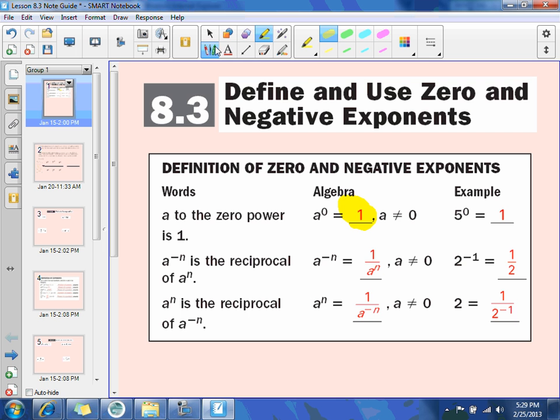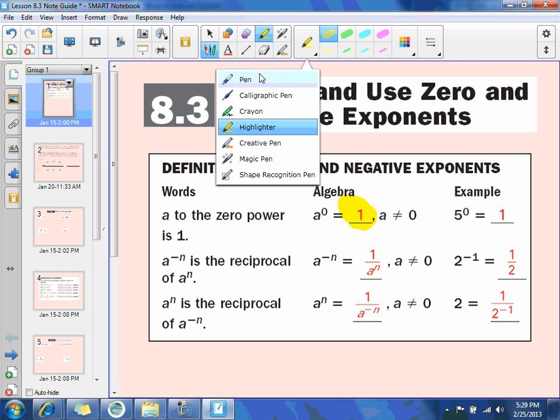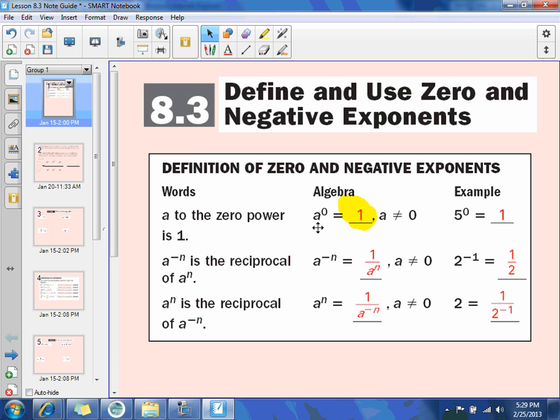No matter what the power may be, if it's to a zero exponent, it equals 1. 5 to the 0 power equals 1. X to the 0 power equals 1. If you take in parentheses 2x squared and that whole expression is to the 0 power, it equals 1.